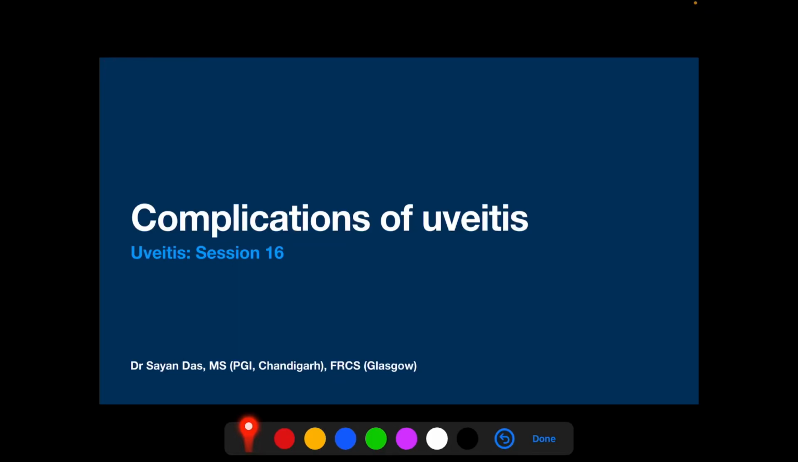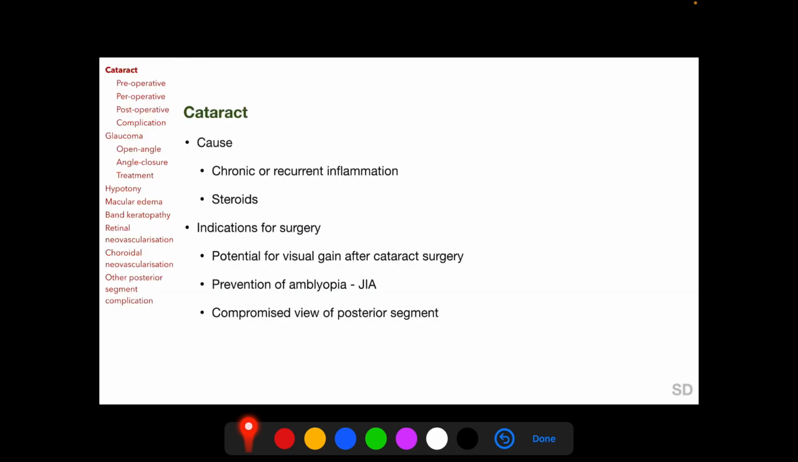In this session, we are going to talk about complications of uveitis, which we have been mentioning in the previous sessions, but with a little more detail in this session. Starting with cataract, cataract occurs in uveitis because of the inflammation, and when the inflammation is chronic or recurrent, chances of cataract developing is more. And apart from inflammation, prolonged therapy of uveitis with steroids, whether topical, local or systemic, can induce cataract formation.